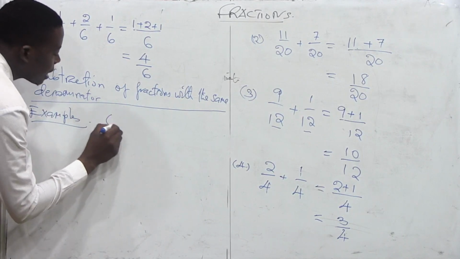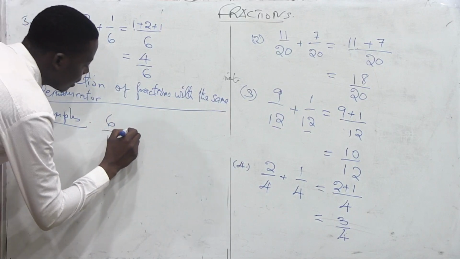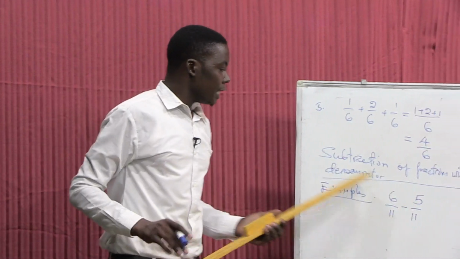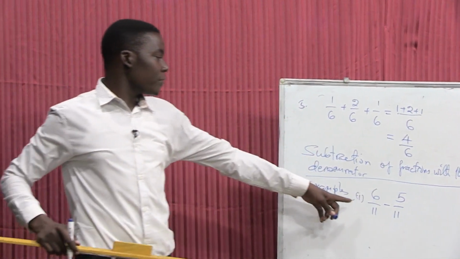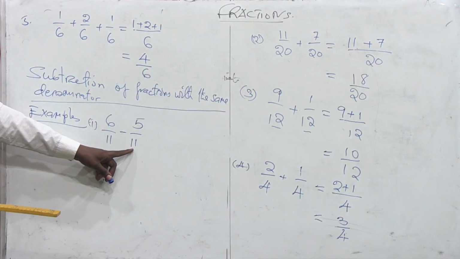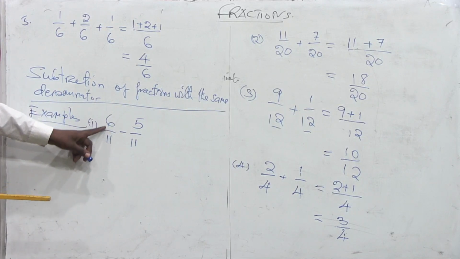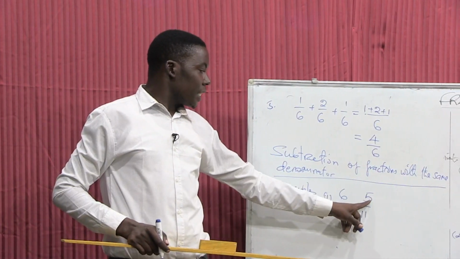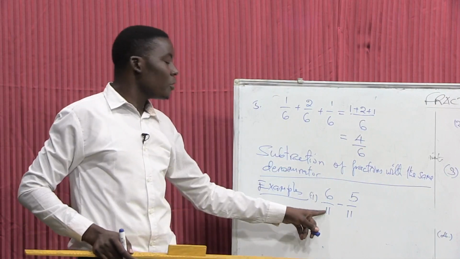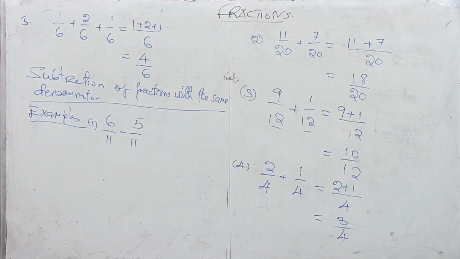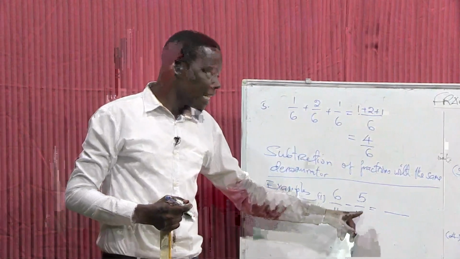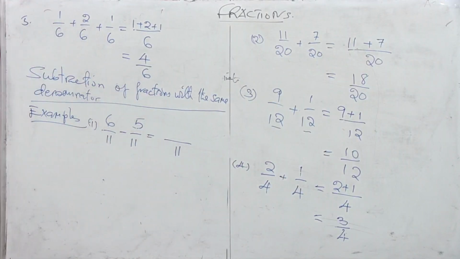Example number 1. Take 6/11 minus 5/11. In our question here, the numerator in the first fraction is 6 and the denominator is 11. In our second fraction, the numerator is 5, but the denominator is the same as the first fraction, which is 11. So you put a line segment like that, then you take a common denominator. Our common denominator is 11. So down here you put 11.